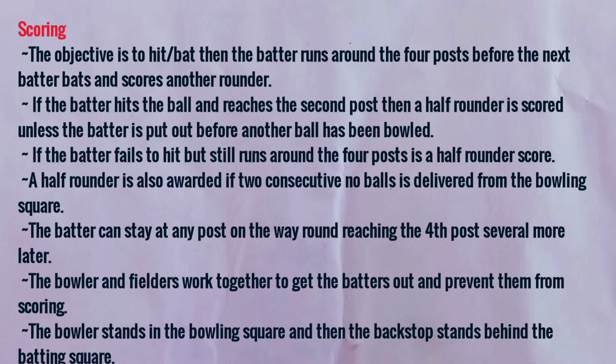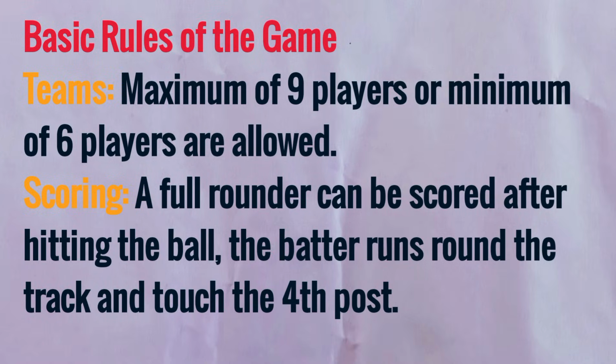Let's start with teams. We have said that we have a maximum of 9 players or a minimum of 6 players which are allowed. Then scoring. A full rounder can be scored after hitting the ball. Then the batter runs around the track and touches the fourth post. So when you run around the four posts, then you will get a full rounder.